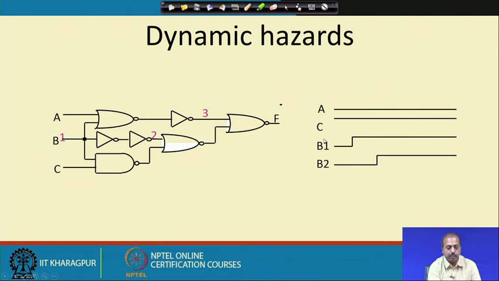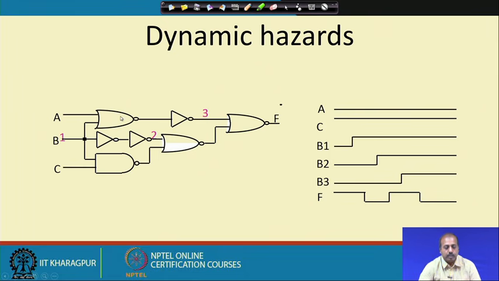Then what will happen? At B 2, at this point, there are 2 inverters from B 1 to B 2. So, after 2 inverter delays, B 2 will show this waveform. Then at B 3, A is at logic low. So, for this NOR gate, it is nothing but an inverter. So, B 3 sees the delay of this NOR gate plus this inverter from B 1, if I assume that this NOR gate has got delay equal to 2 inverters.